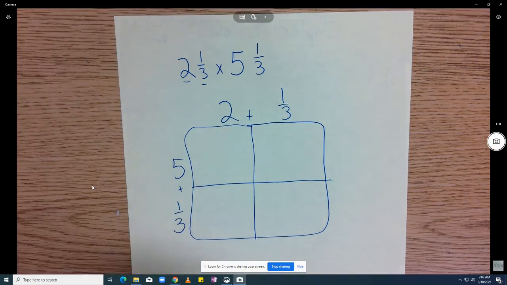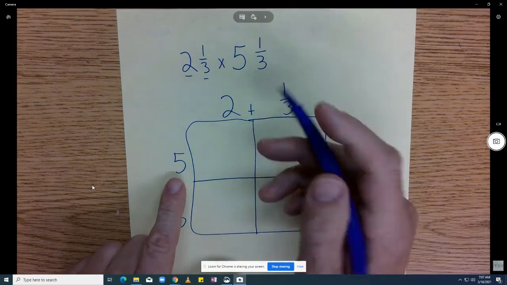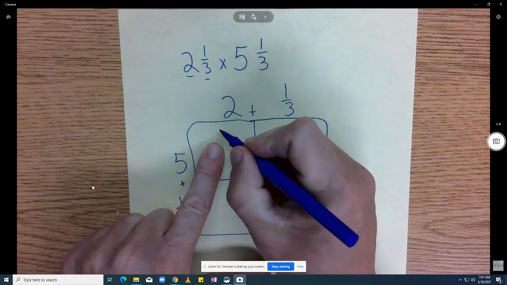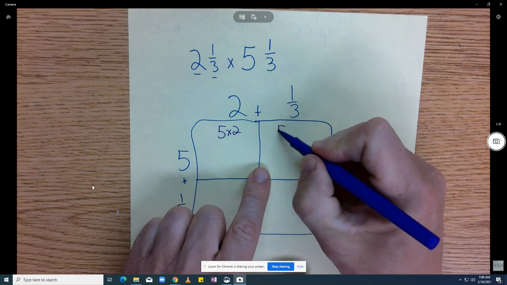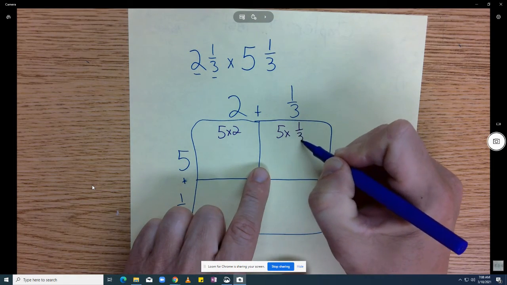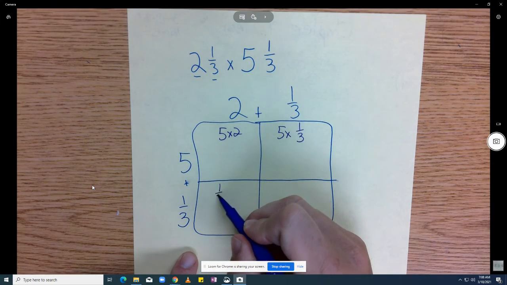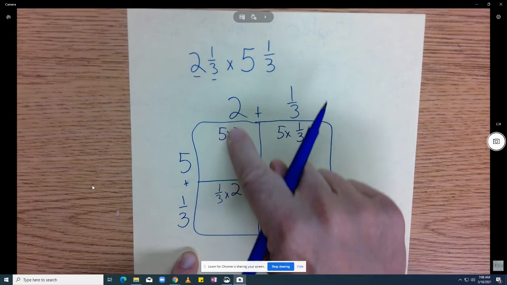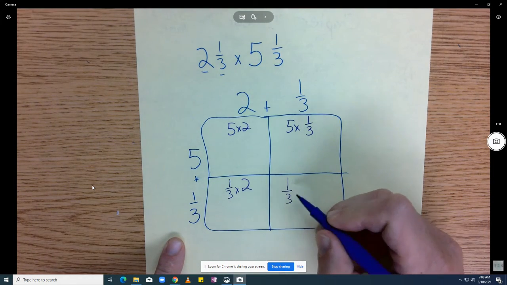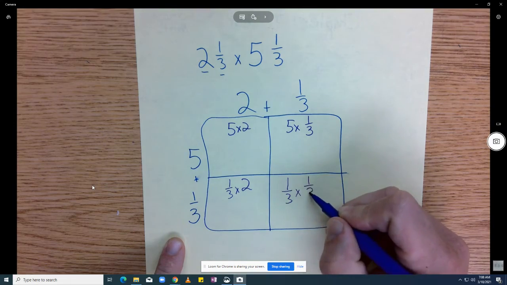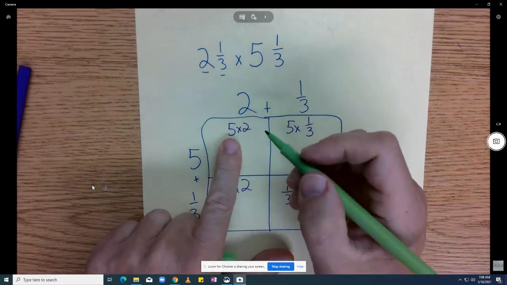As Mr. Mannerfeld has taught you, I like to fill in each of the 4 boxes first and then do the math, okay? So what's meeting here? 5 times 2. What's meeting here? 5 times 1/3. What meets here? Look at what's coming over. 1/3 times 2, because that's coming down. And then here we have 1/3 times 1/3.